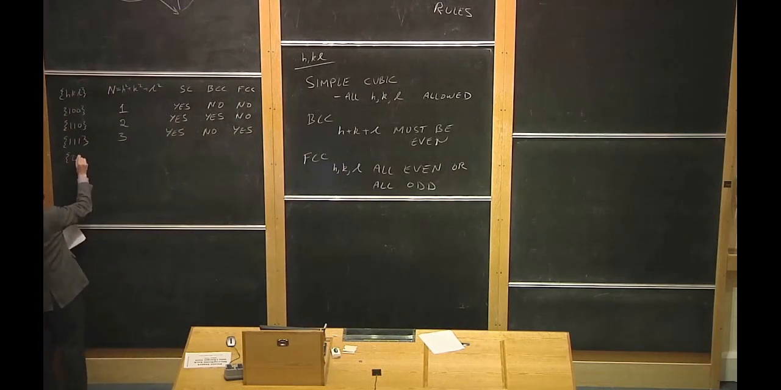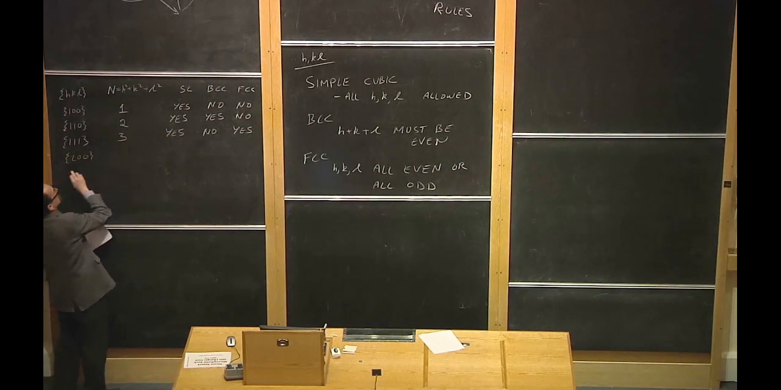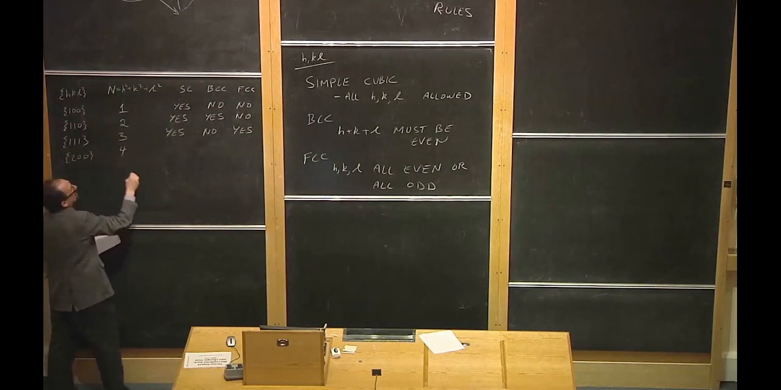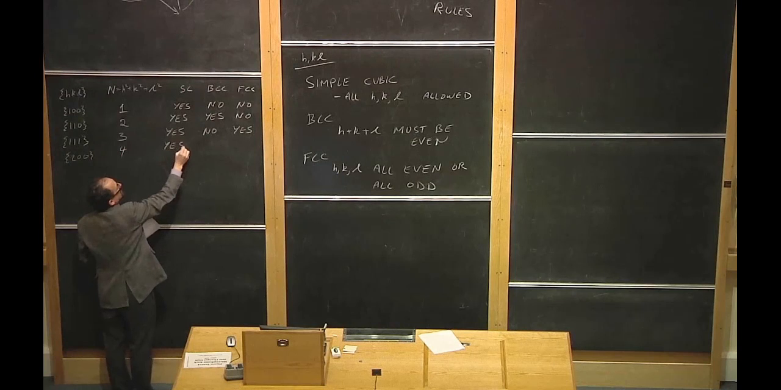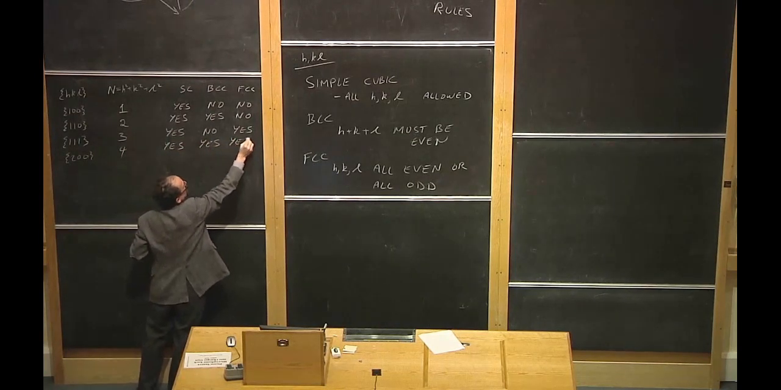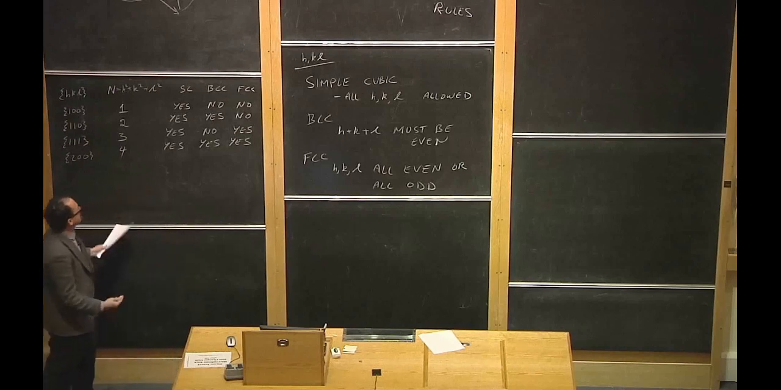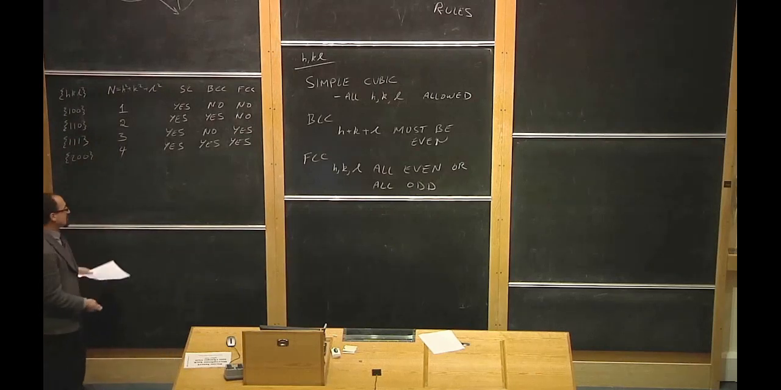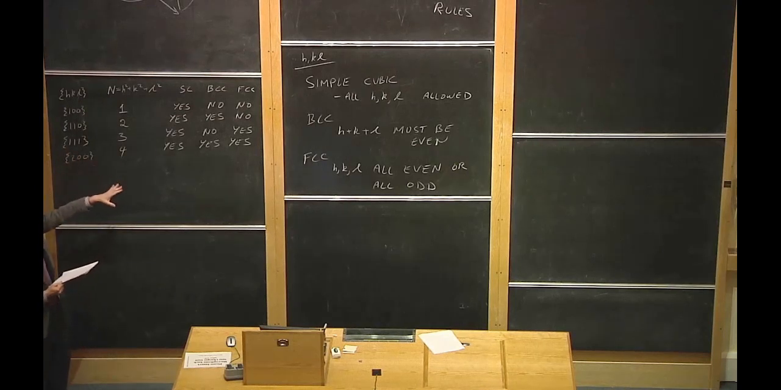Then 2, 0, 0. Keep going. So 2 squared plus 0 squared plus 0 squared is 4. It's allowed for simple cubic. The sum is even, so it's allowed for BCC. And they're all even, so it's allowed for FCC. And you can make up a big table of these things. It's worth doing to keep track of which Miller indices you should observe for which possible lattice type.